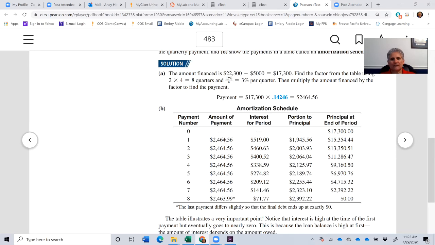In the second payment, the payment is $2464.56; you can see every one of these payments is the same. The interest is now recomputed because we're going to take the balance after the first payment of $15,354.44.